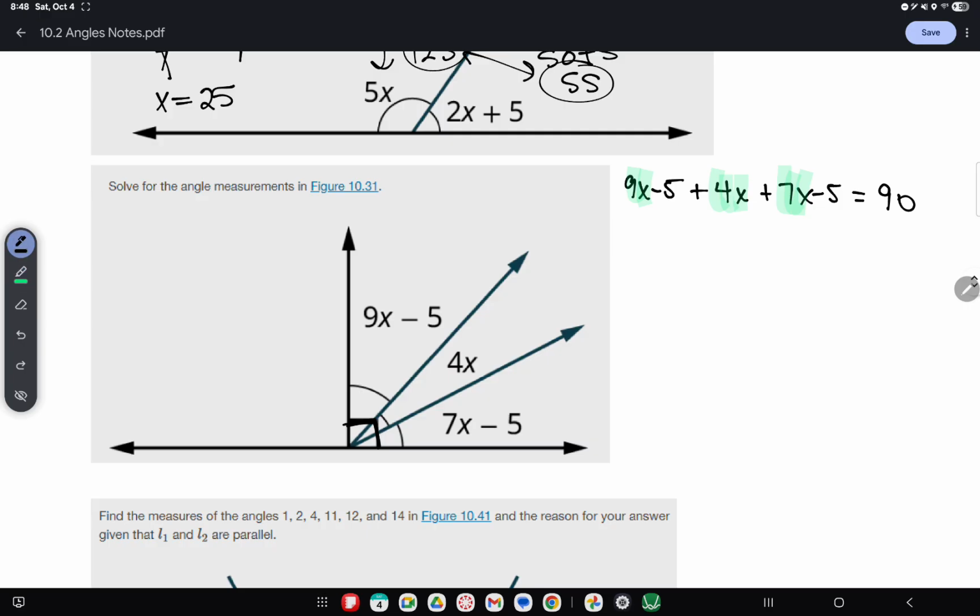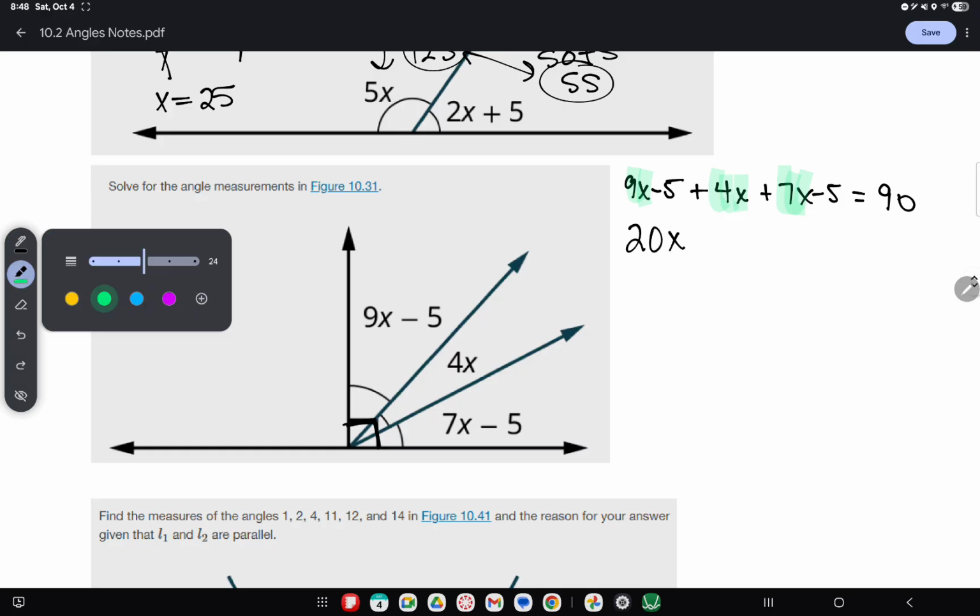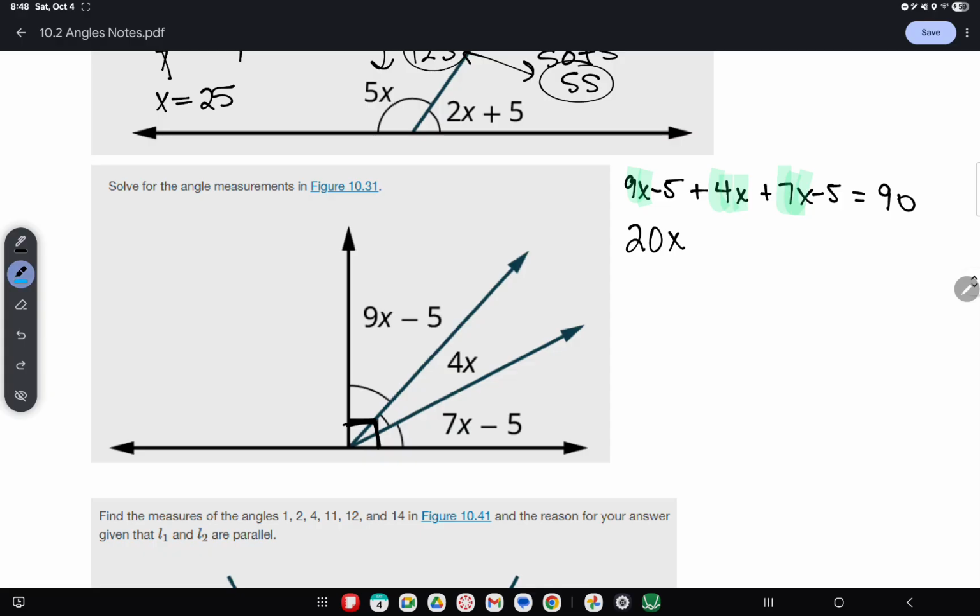So 9x plus 4x plus 7x is going to give me, see, 9 and 4 makes 13, 13 and 7 makes 20. So 20x. And then I also can combine my constant terms. So negative 5 minus 5. They're both negative, so it stays negative. So negative 10. And then all of that equals 90.